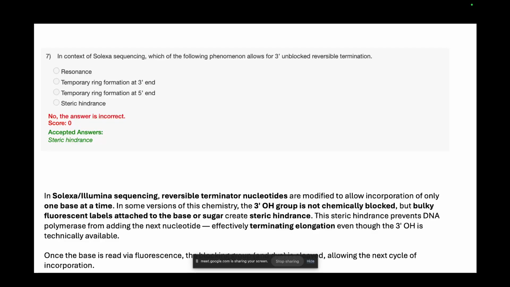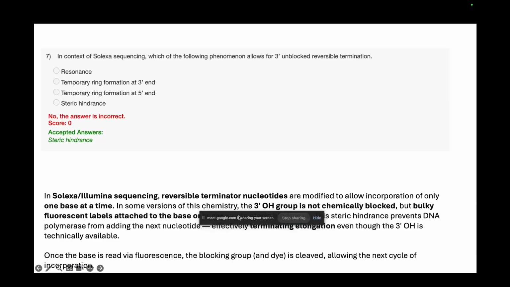And the steric hindrance prevents the DNA polymerase from adding the next nucleotide, which effectively terminates elongation even though the 3' hydroxyl group is technically available. And once this base is read via fluorescence, the blocking group is cleaved, and basically the dye, which causes the steric hindrance, is removed, and the next cycle of incorporation begins. So the answer is steric hindrance.